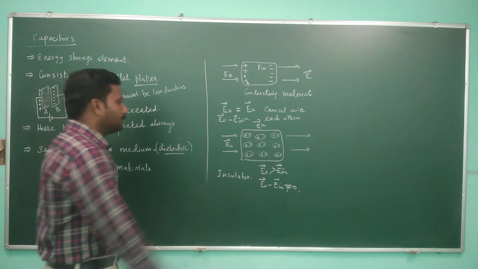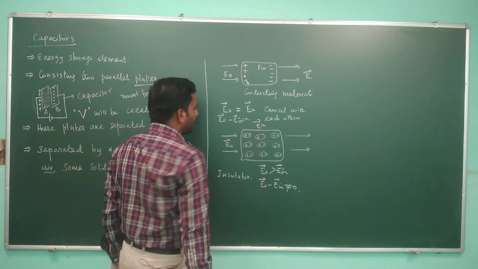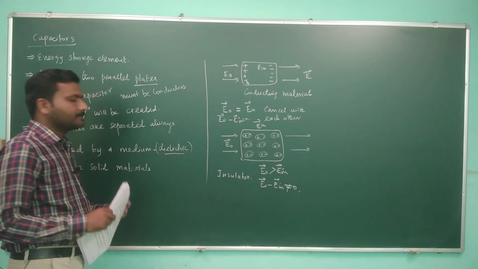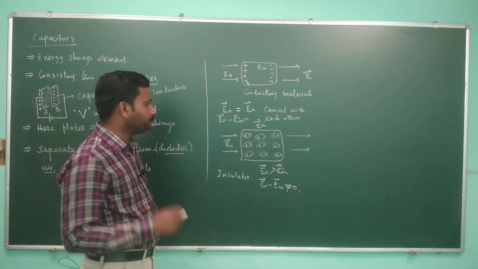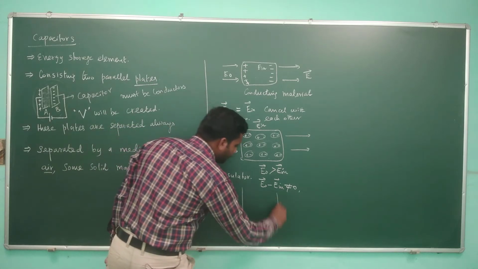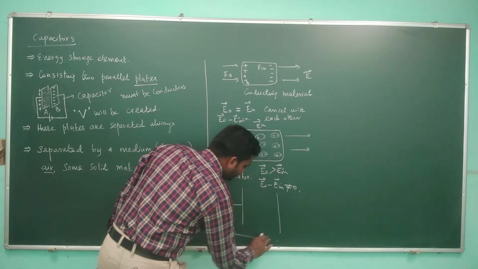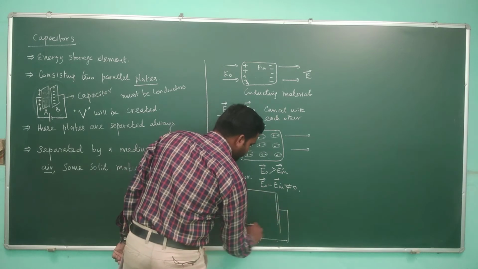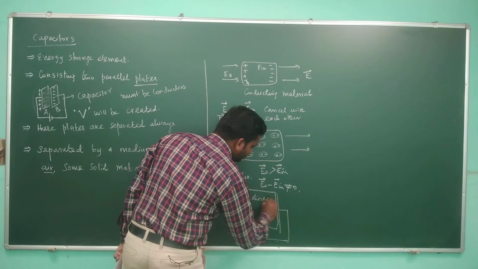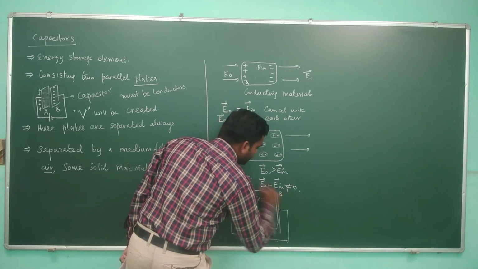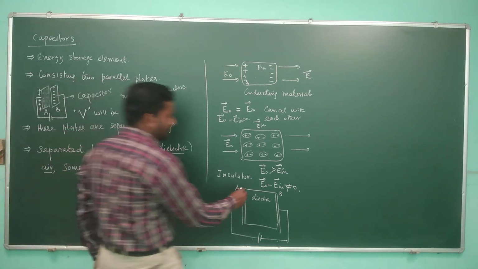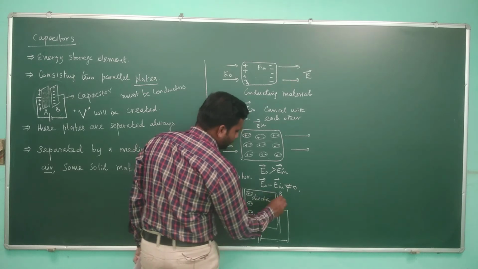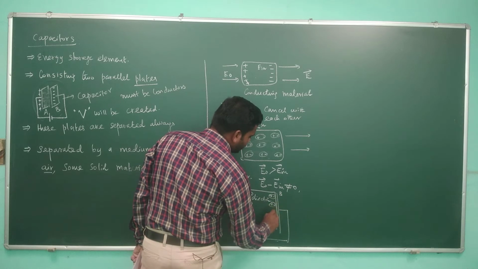So how do these materials and these alignments happen? It happens like this. Essentially the field within the material is not going to be zero. Now if we put conducting plates like this, so this is a dielectric medium and A and B are conducting plates, what would happen? At the molecular level, plus charges will be aligned here, minus charges will be aligned on this side.